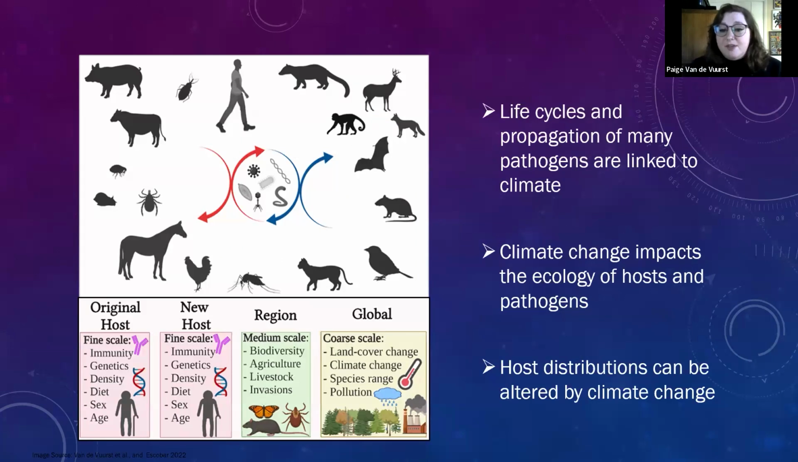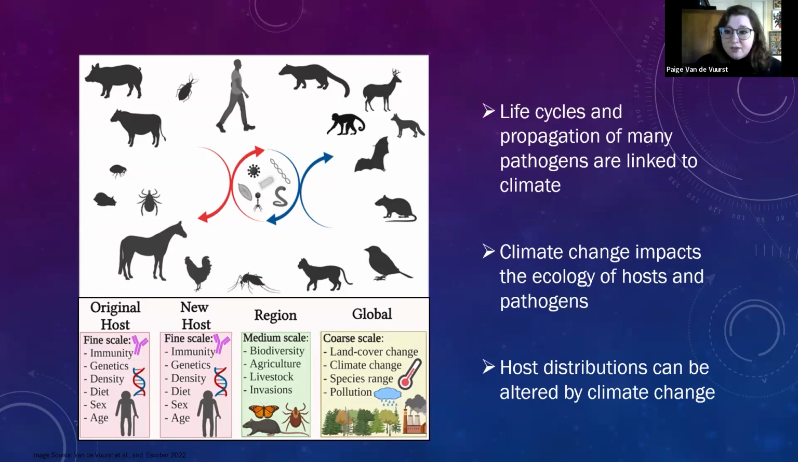We also know that climate change can impact the ecology of hosts and pathogens. So when I talk about hosts, I'm talking about organisms that can carry a pathogen or even transmit it. So these can be natural reservoirs or even vectors, and these can be many, many different species that all interconnect and interact with one another across the very complex ecosystems that we have across the Earth. We also know that host distributions can be altered by climate change.